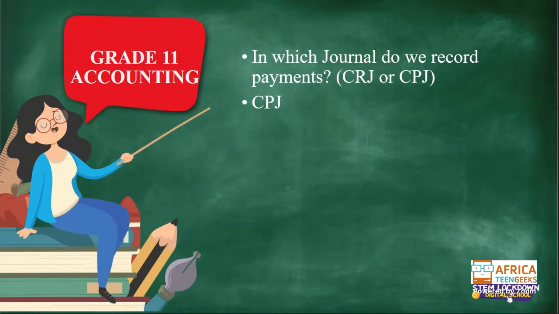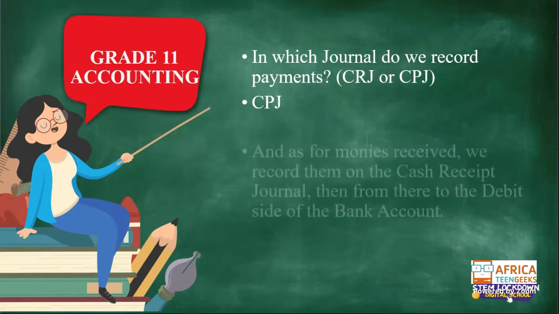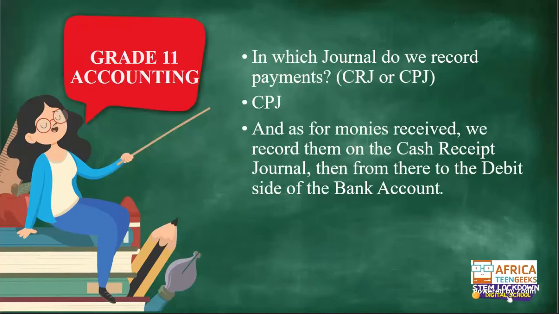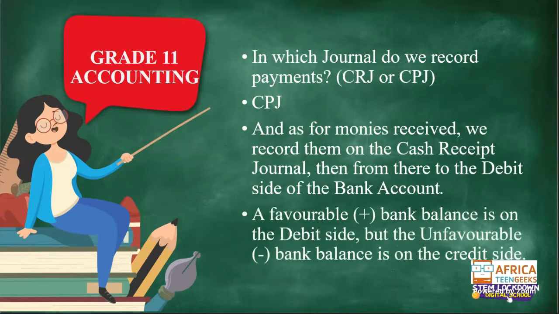So the payments are recorded where? In the CPJ first, then transferred from the CPJ to the ledger account, right? We record the payments in the CPJ, then take the total from the CPJ to the credit side of the bank account. And if I were to be receiving money, that will be recorded in the cash receipt journal. Then from the cash receipt journal, the total is transferred to the debit side of the bank account, since it increases the bank account.